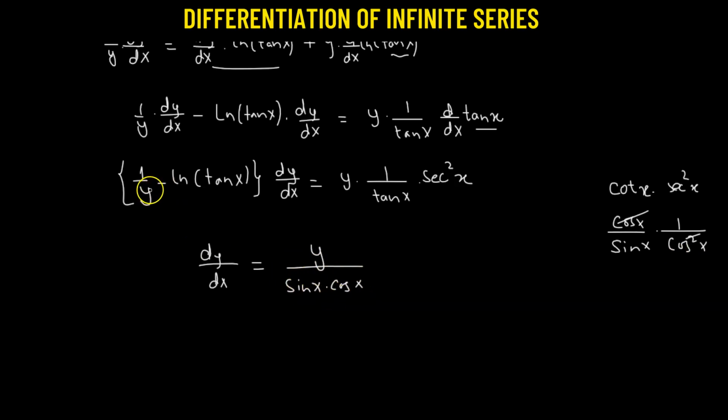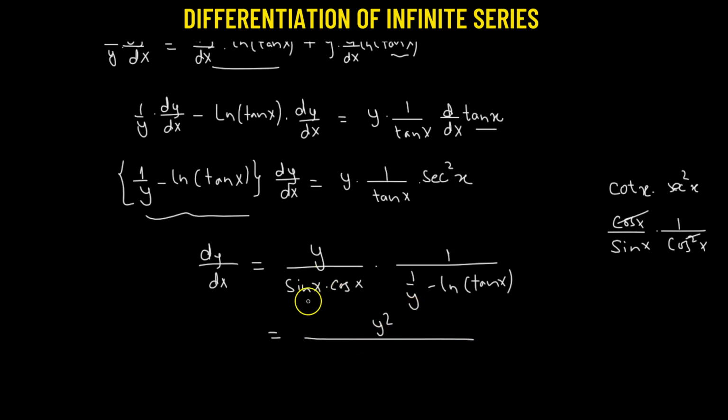Now since we are going to divide it by this coefficient of dy/dx, we have 1 divided by 1 over y minus log of tangent of x. What we can do is multiply both numerator and denominator by y. So that means in the numerator we have y squared, and in the denominator we have sine x times cosine x, which will get multiplied by 1 minus y times log of tangent of x. So we have obtained the value of the derivative of y with respect to x.